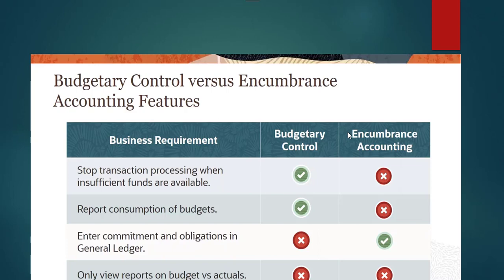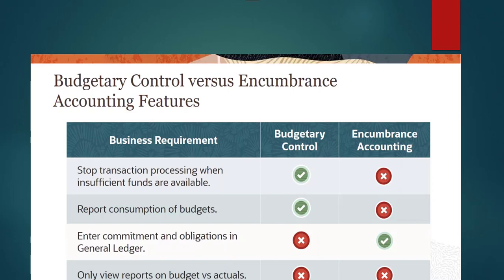Do you need to report consumption of your budgets? If you're answering yes to that, then you need budgetary control. Do you want journals in general ledger to represent purchase order obligations or requisition commitments? If you do, then you need encumbrance accounting. Do you just want to report budget versus actual expenditures? Then you just need GL, and you don't need to implement budgetary control and encumbrance accounting.